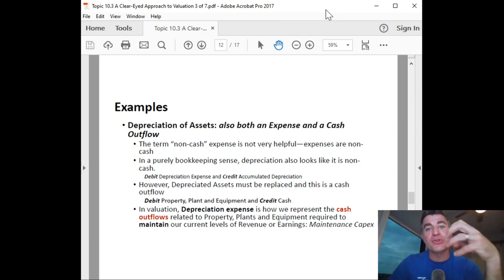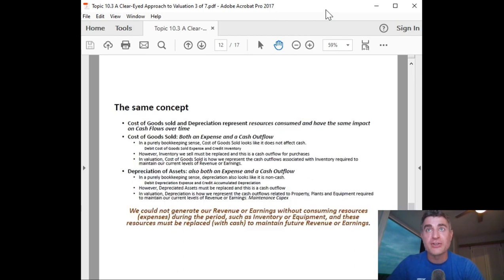And I want to move away from those labels and towards substance. Substance meaning expenses represent resources consumed that have to be replaced in cash. In the long run, we're going to think that every expense is going to be a resource consumed that has to be replaced in cash. All right. Same concept. I just put those two together.